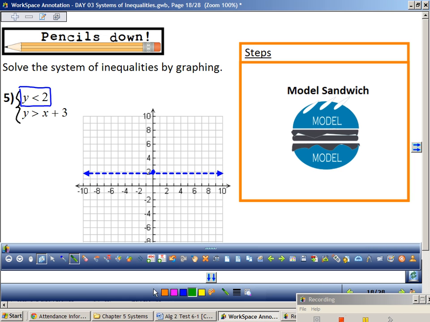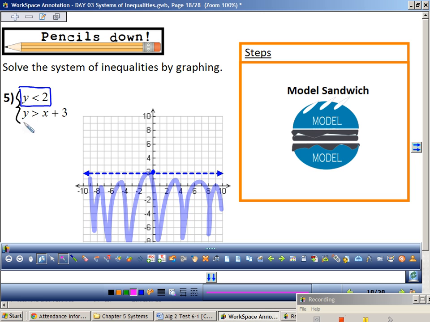And now I'm going to talk about where I'm going to shade. Am I going to shade above or below that line? This is less than, so I need to shade below. Now let's talk about the other line.